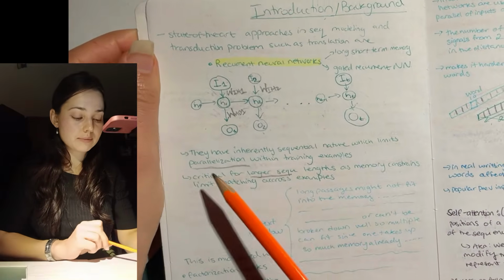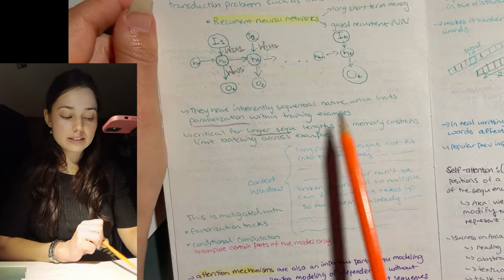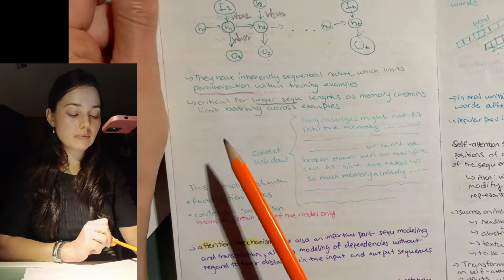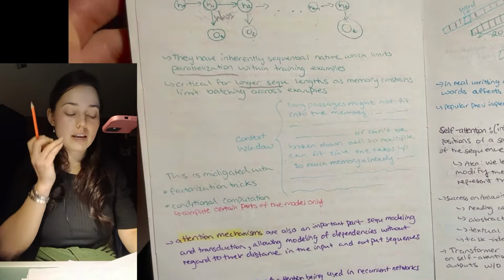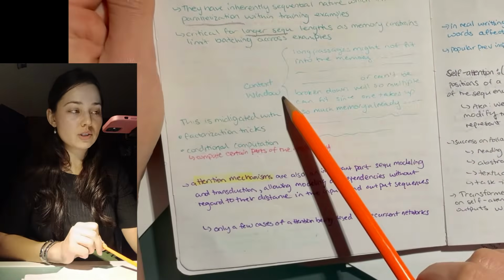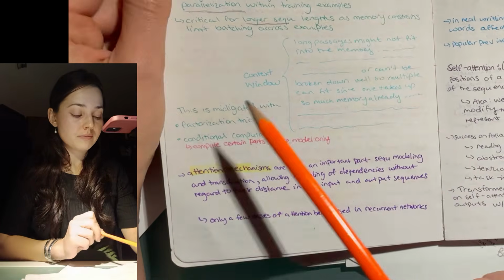recurrent neural networks. They're inherently sequential, which limits the ability to parallelize. For longer sequence lengths, there's memory constraints. That's kind of the pitfalls. And also, for long context windows, there's memory constraints.